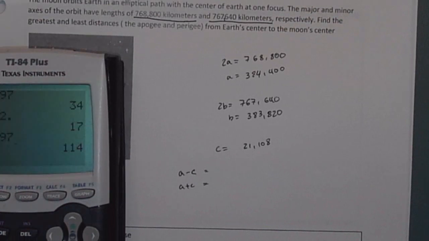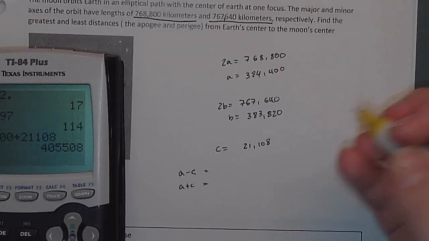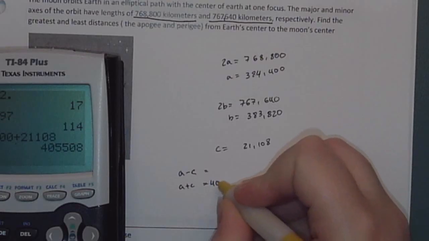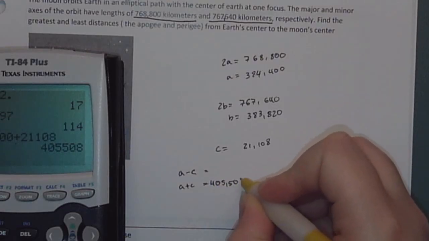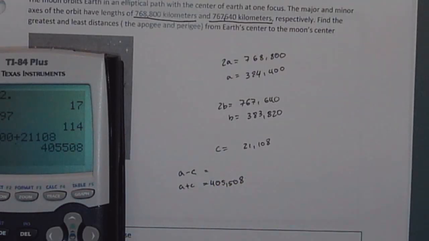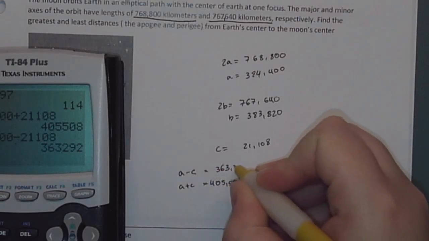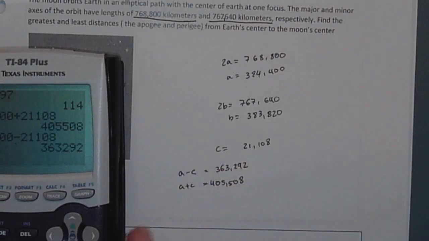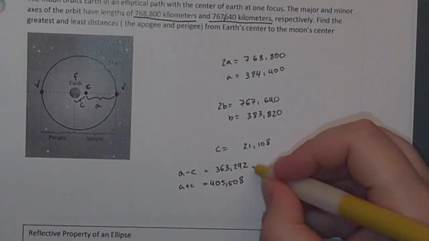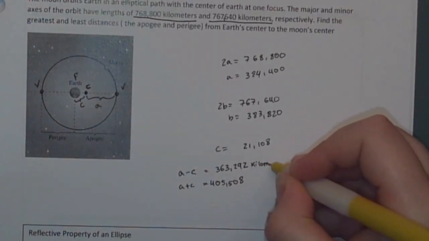So if we are doing that, we've got 384,400 plus 21,108. So our furthest distance is 405,508, and our closest distance is 363,292, and those are kilometers.